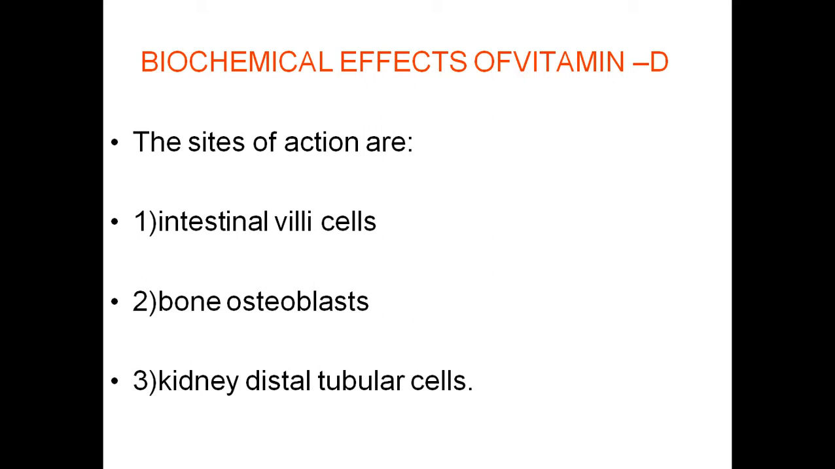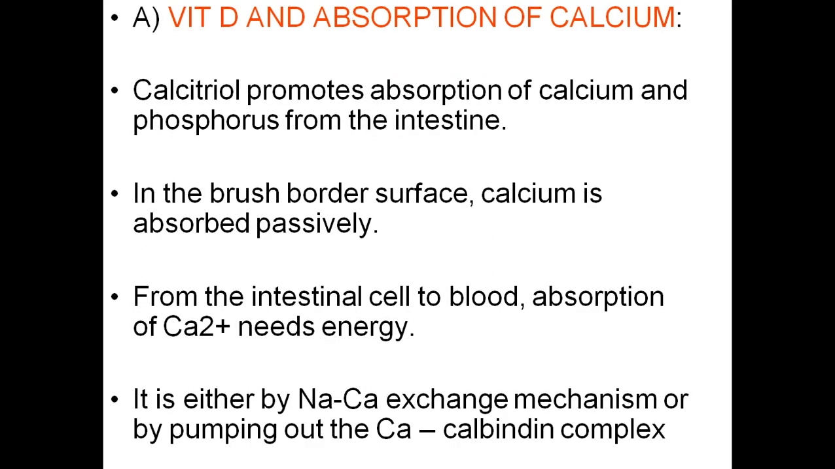So in the intestine it is the intestinal villi cells, in bone the osteoblast cells, in kidney the distal tubular cells, where the biological effect of vitamin D is seen. Let us see how the absorption takes place. This vitamin D action is dependent on calcium as well.